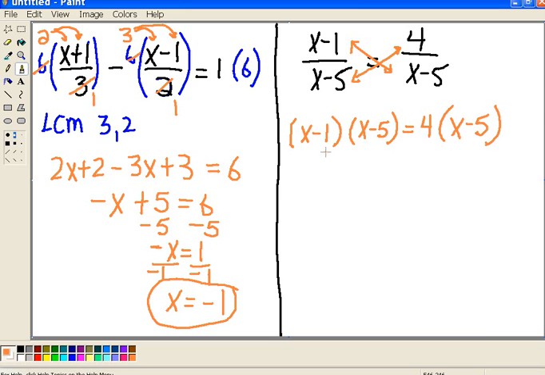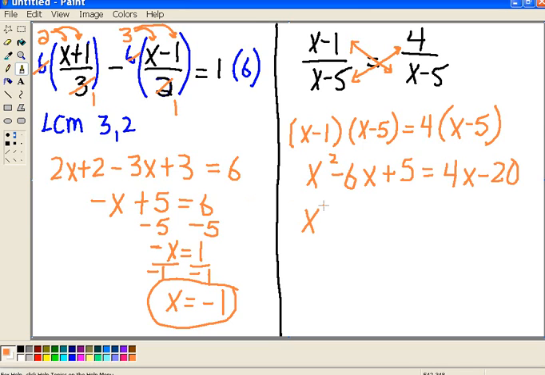On the left-hand side, I'll have to multiply this out by using FOIL. I get x squared minus 6x plus 5, and set that equal to 4x minus 20, because 4 times x is 4x, and 4 times negative 5 is negative 20. Don't forget to distribute. Now, I'm solving a quadratic, so I want to get all my terms on one side. In other words, I want to get this equal to 0.